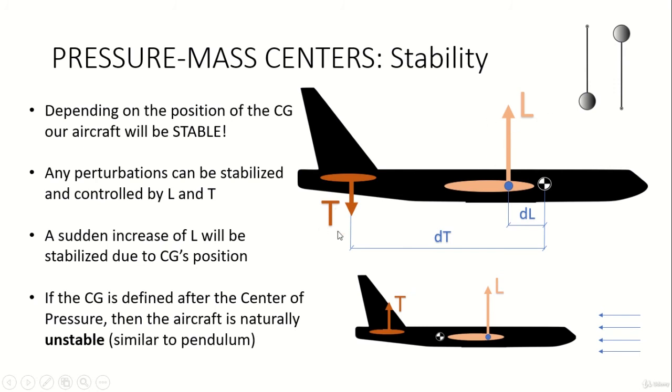In addition, as you can see, the lift and the tail would have different directions, okay, because we have to compensate the aircraft. And if there's a perturbation in the lift, the tail will automatically compensate for that, okay? Now, let's see the other case.